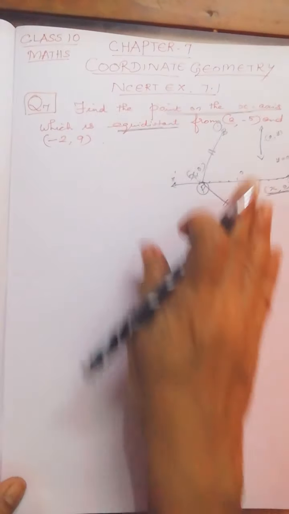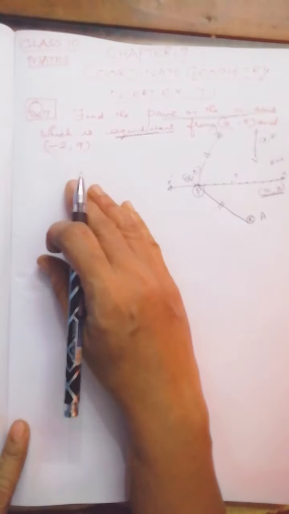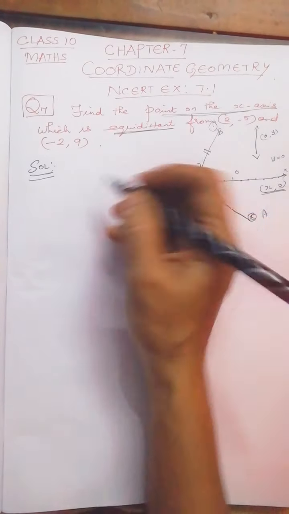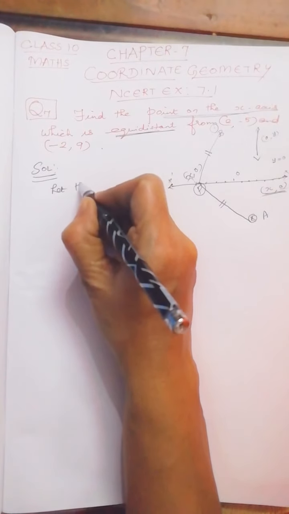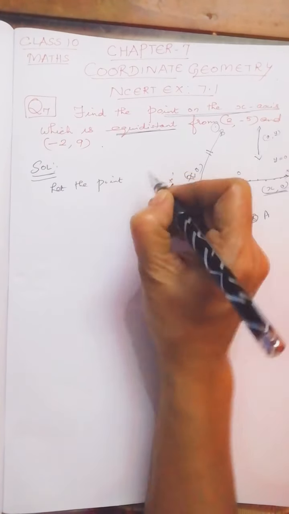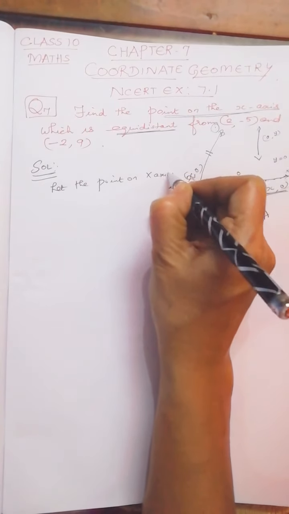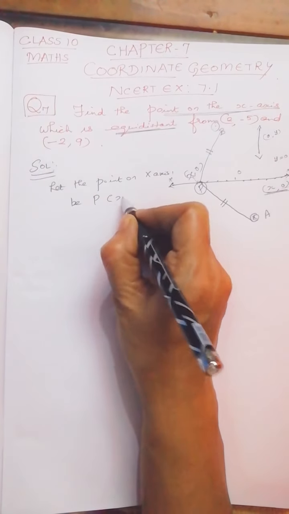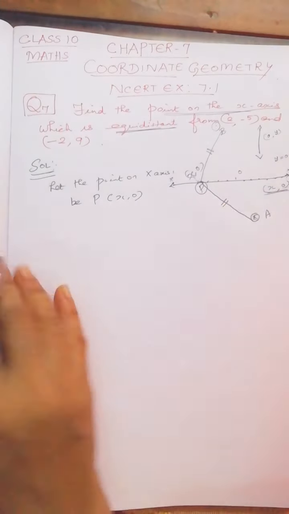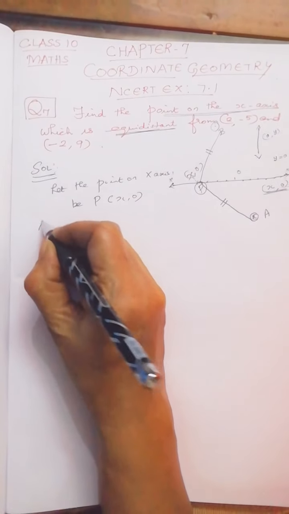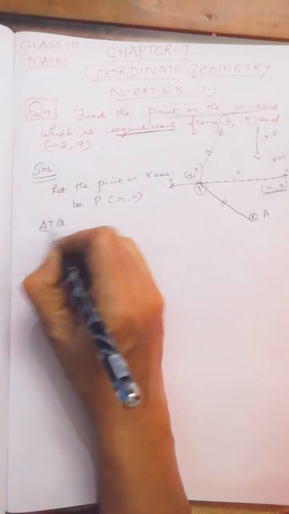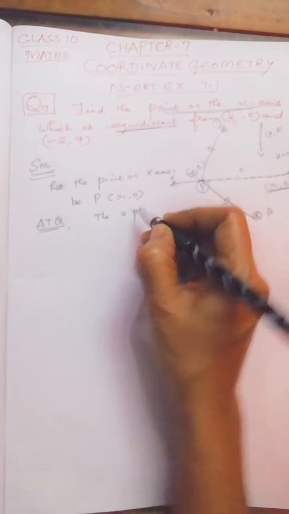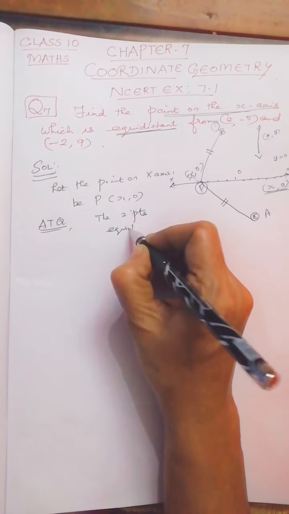So with this understanding, we will now step into the solution part. I will teach you how to present the solution. Let the point on the x-axis be P(x, 0). According to the question, the 2 points are equidistant.